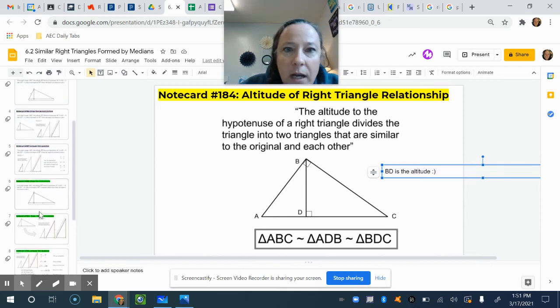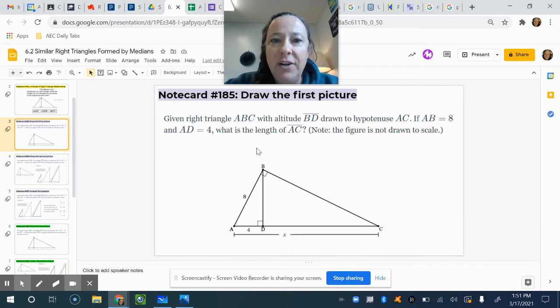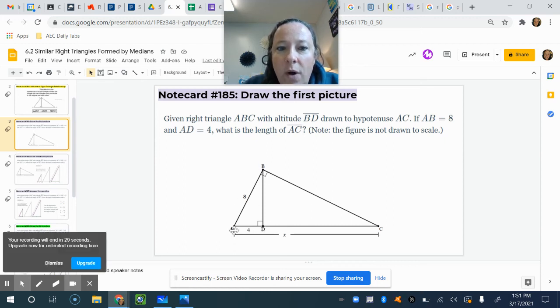Okay, so let's look here at note card 185. Here's a scenario: given the right triangle ABC with altitude BD drawn to hypotenuse AC. First thing I want you to do is draw the first picture. So here it is, we've got the big right triangle. Yes, you need the little box there. We label it ABC because it said the altitude BD is drawn to the hypotenuse, and that's how I'd know B would be right here. And that's D. It says AB is 8, AD is 4, and it wants the length of AC.